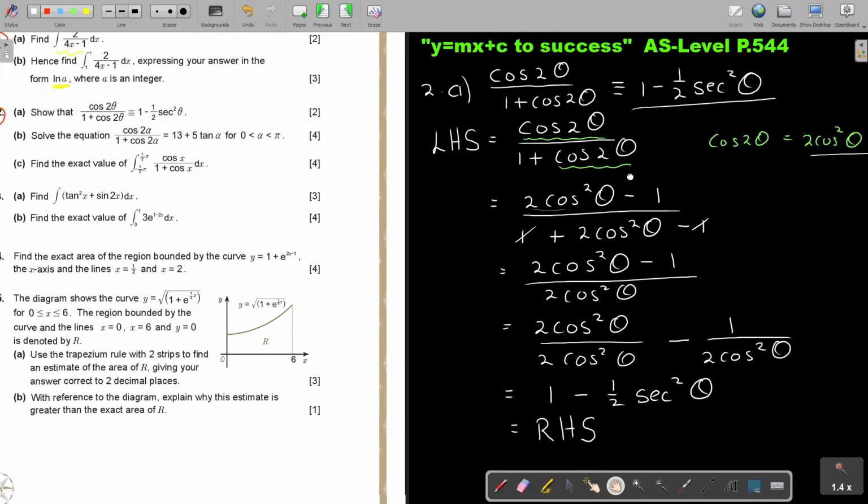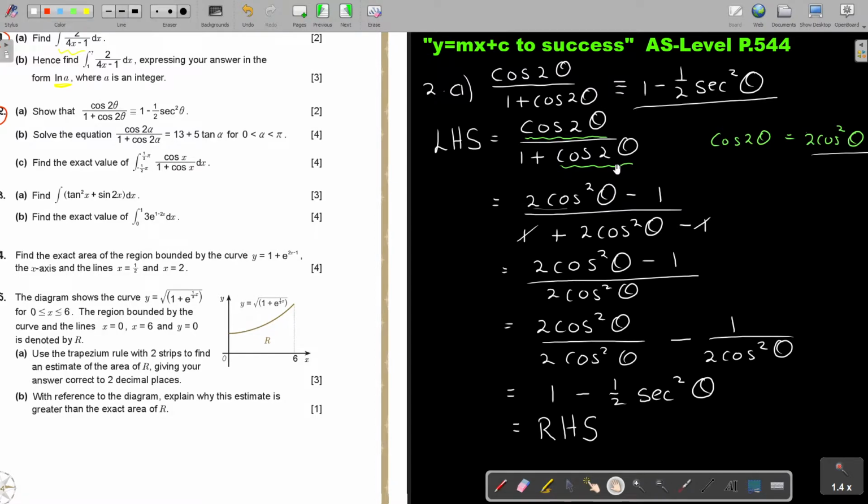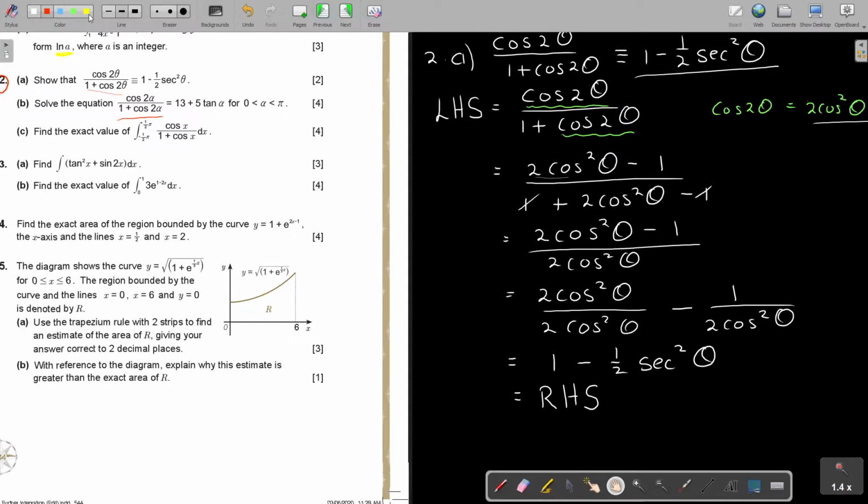Now, let's do number B. Solve that. Now you have to always look a little bit critical at the things. I look, it's exactly the same, so I can substitute that. So let's start with number B. I'm saying solve, so it's an equation, so it's 2 over 1 plus cos 2 alpha is equal to 13 plus 5 tan alpha. They just use another alpha.